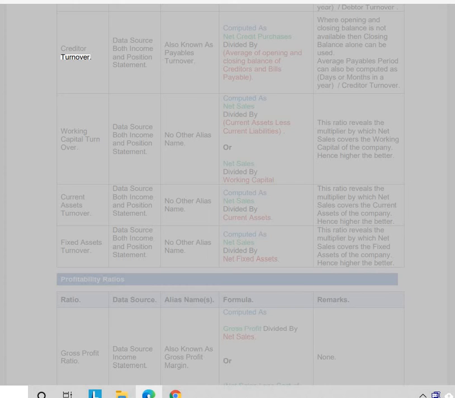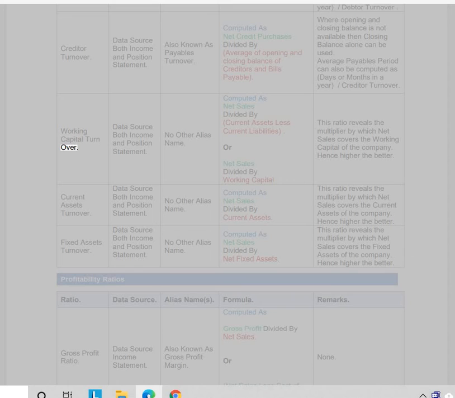Creditor turnover. Data source: both income and position statement. Also known as payables turnover. Computed as net credit purchases divided by average of opening and closing balance of creditors and bills payable. Where opening and closing balance is not available, then closing balance alone can be used. Average payables period can also be computed as days or months in a year divided by creditor turnover.